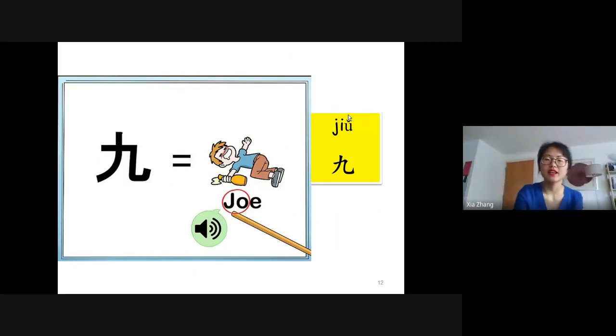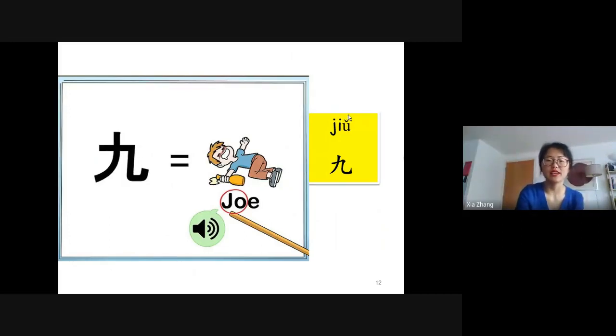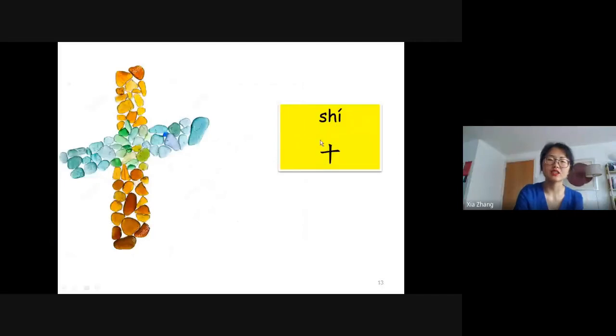Okay, great. Then number 10, how do we say number 10? The character looks like a cross, right? Then let's say shi. Always pay attention to how I say shi, okay? So now we have finished saying number 1 to number 10. How do you find it? Is it easy, medium, or quite hard? I don't think it's that hard, okay?